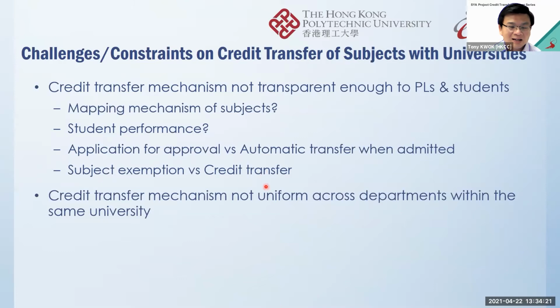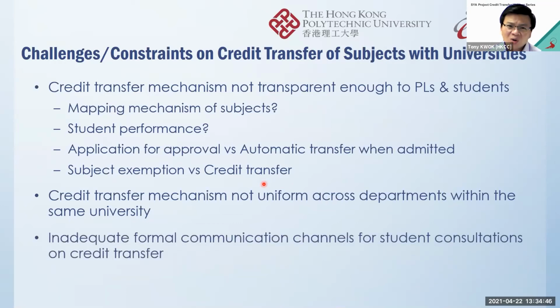And it is not uniform, even within the same university. For different departments, we find that it is not uniform, because we are aiming at multiple articulation pathways for some of our graduates. They can move to different departments in the same university. But for some subjects, they can get approval for one department, but not for the others.